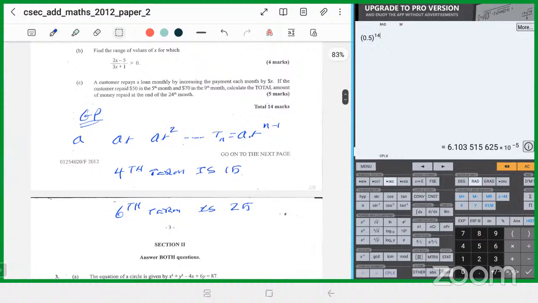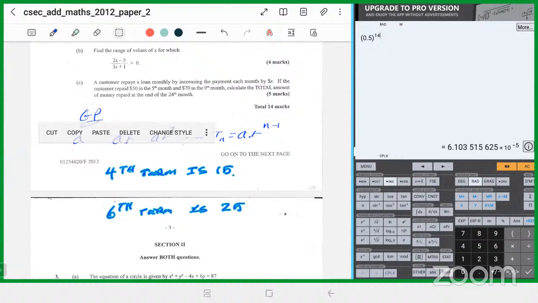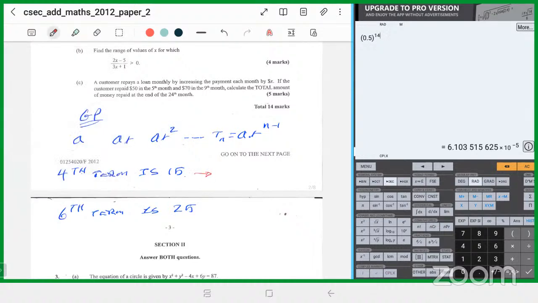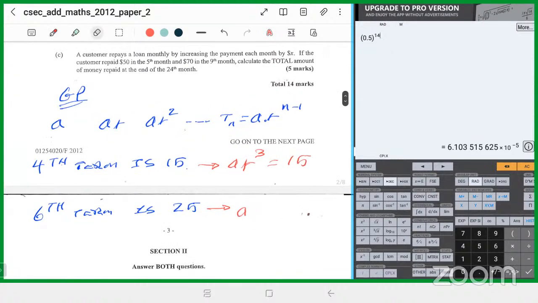Now what this means is that the 4th term is ar cubed, because the nth term is ar to the n minus 1. So ar cubed is equal to 15. And then the 6th term will be ar to the 5th power, because ar to the n minus 1. So ar to the 5th power is equal to 25.